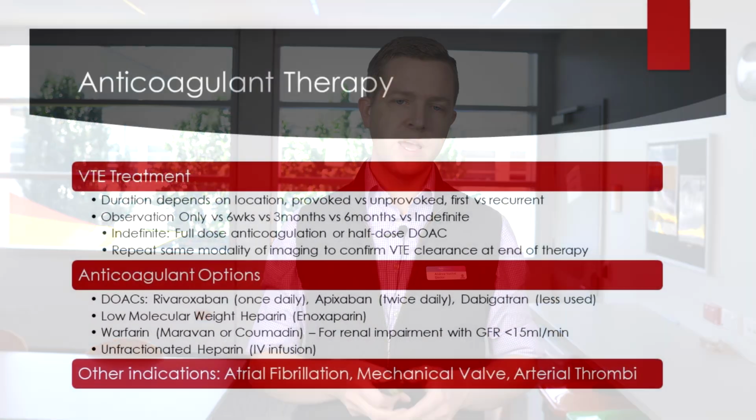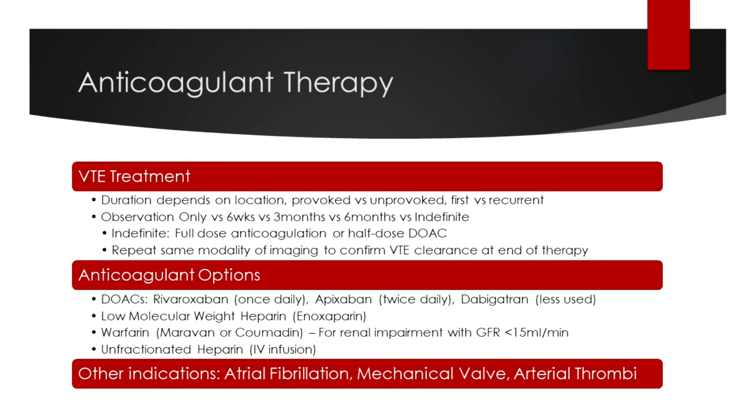So we're treating with anticoagulation, and the duration of therapy is determined by the location, whether distal DVT of the lower limb or proximal or PE, and whether it's provoked or unprovoked, whether it's first or recurrent. That's why I highlighted those within the history section, because if you're calling someone for advice, they'll want to know those particular features. And then there's some options. You could observe only in some low risk distal DVTs, versus 6 weeks of therapy, versus we double that to 3 months, and then we double that to 6 months. And in some cases we use indefinite therapy.